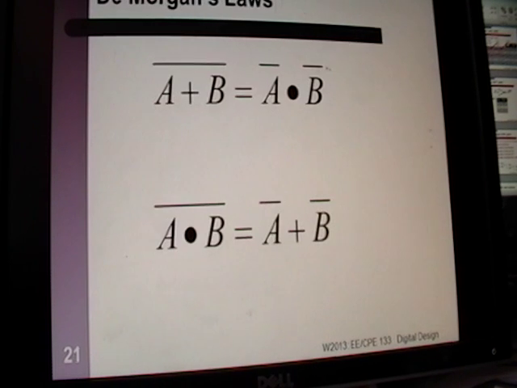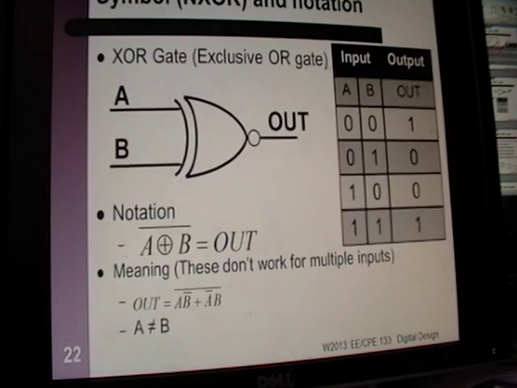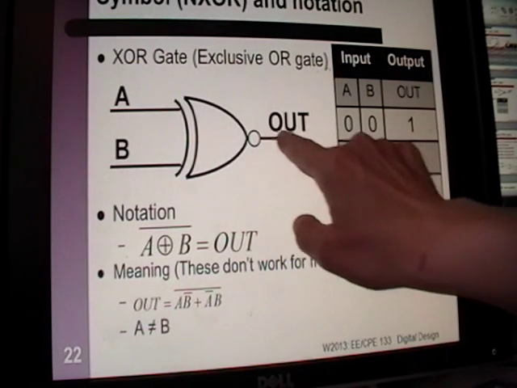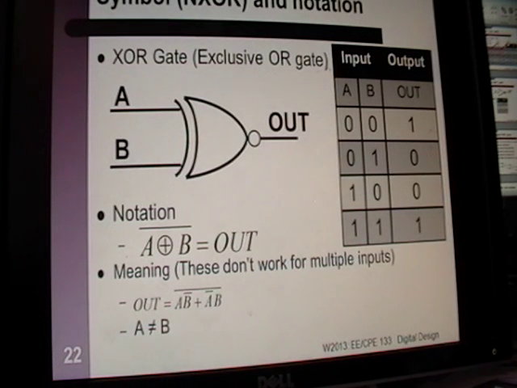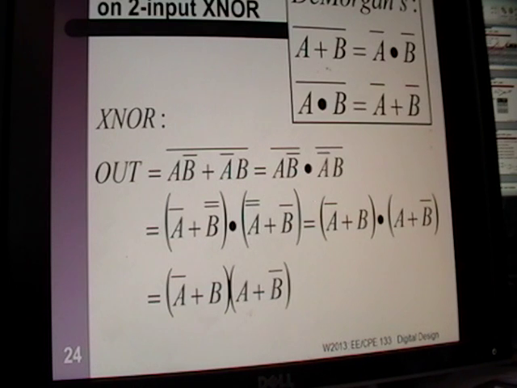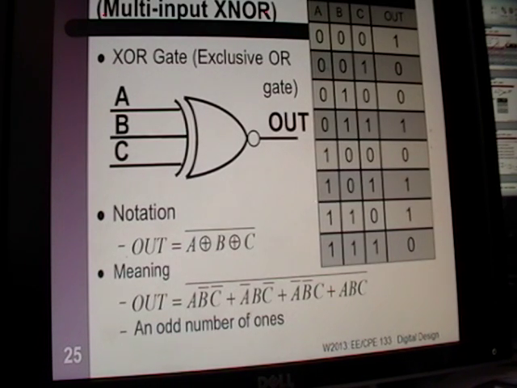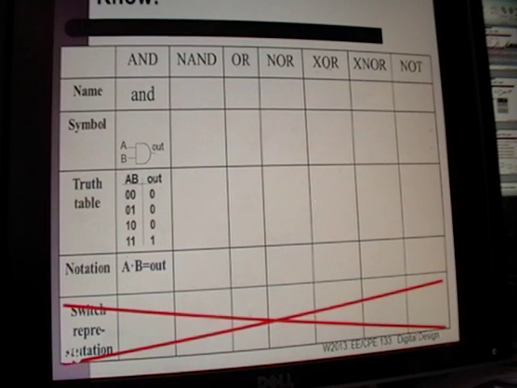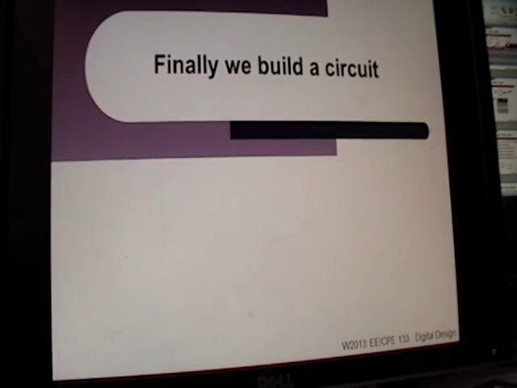And I will let Dr. Benson talk about De Morgan. I'm going to go on and talk about designing a little bit. And there's also XNOR, which is your XOR with an inverter on the output. Okay, and De Morgan's, okay, summary of gates. Okay, finally we build a circuit.